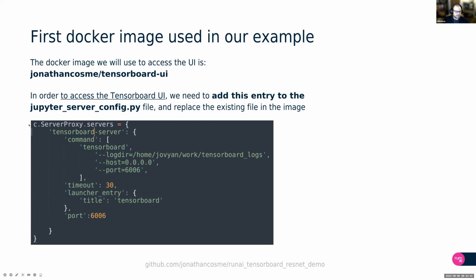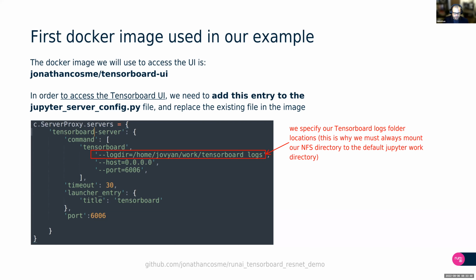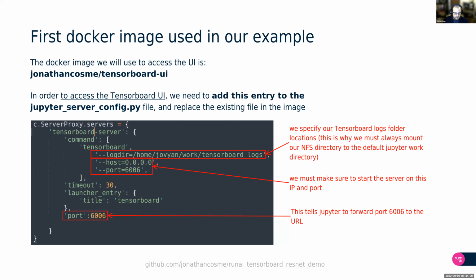It's very important. It's this c.ServerProxy.servers entry. And the key thing to note here is this particular line. We're going to make the log directory, that tensorboard logs folder that we created, under the work directory. We also need this IP and port. And of course, we have to tell Tensorboard that port 6006 is where we're going to have that URL point to.